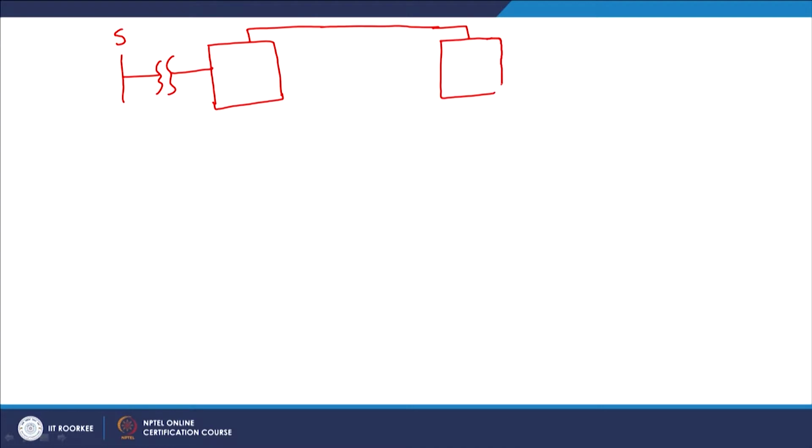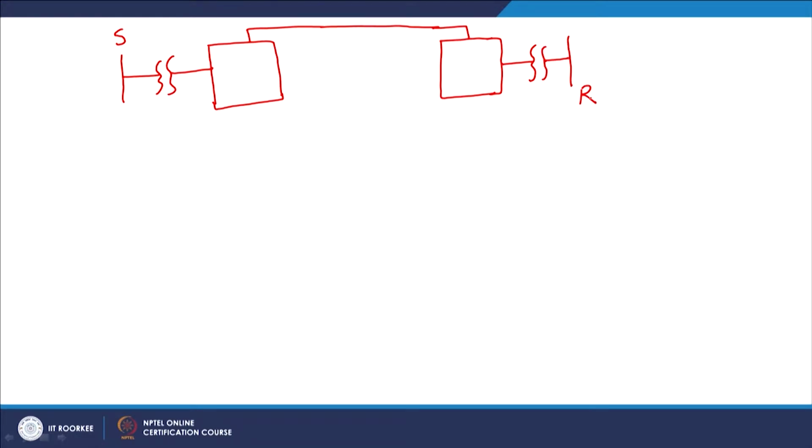Now, in the case of an HVDC link, what happens? We all know that there is a sending end bus, then there is a converter transformer, and there is a converter. From this converter we have the DC line. So, this is the converter, this is the DC line. Then the DC line terminates into another converter. From this converter there is another transformer, and this is the receiving end.